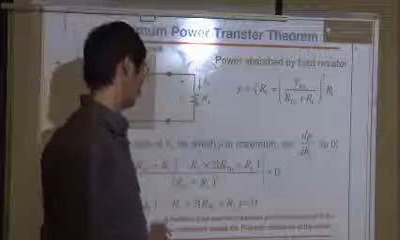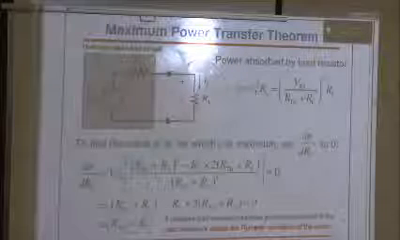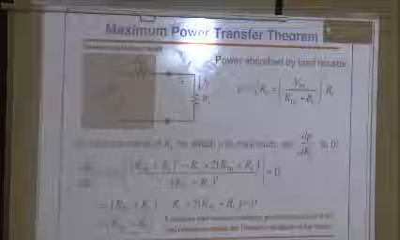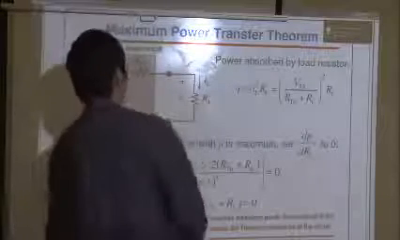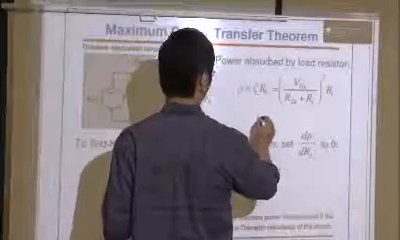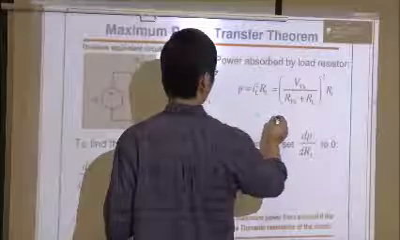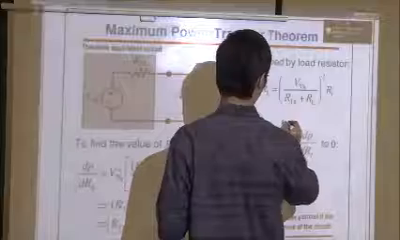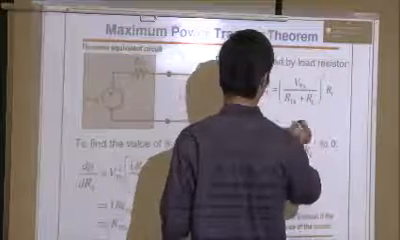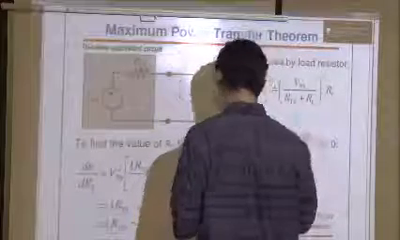The load will receive the maximum power from the circuit if the load resistance equals the Thevenin equivalent resistance of the circuit. Okay? So what is the maximum power you can get then? If this is R, that will be half of your V total, or V_TH times 1/2, right? So that's 1/4. So it will be V_TH squared over 4 R_L. That's the maximum you can get.